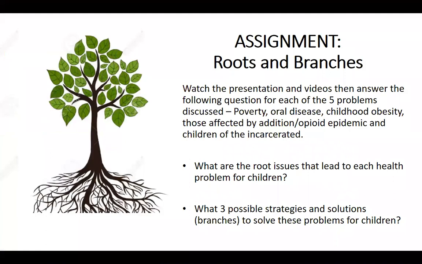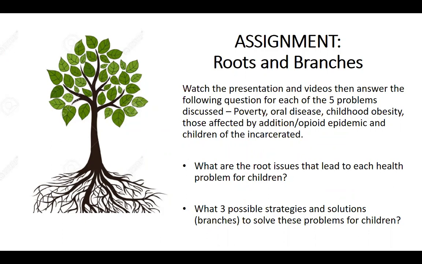What you want to do is watch the presentation and videos, then answer the following question for each of the 5 problems discussed. We're going to go over poverty, oral disease, childhood obesity, and then children affected by addiction and the opioid epidemic, as well as children of the incarcerated. For each of these 5, you want to determine what the root causes are that actually lead to these health problems. So you're really going to need to watch the video and also think about different things that we've talked about throughout the semester, thinking back to those social determinants of health as well.